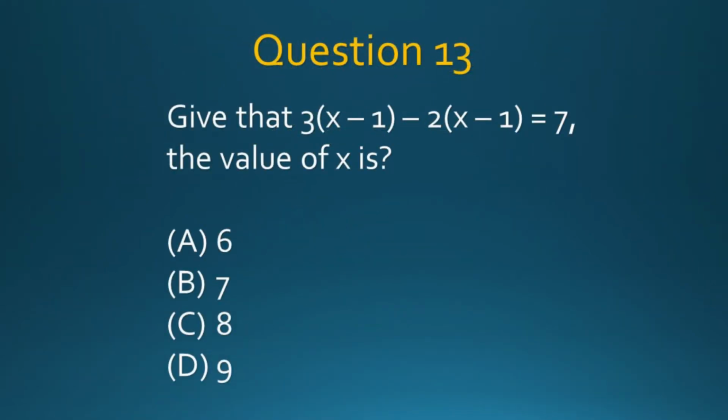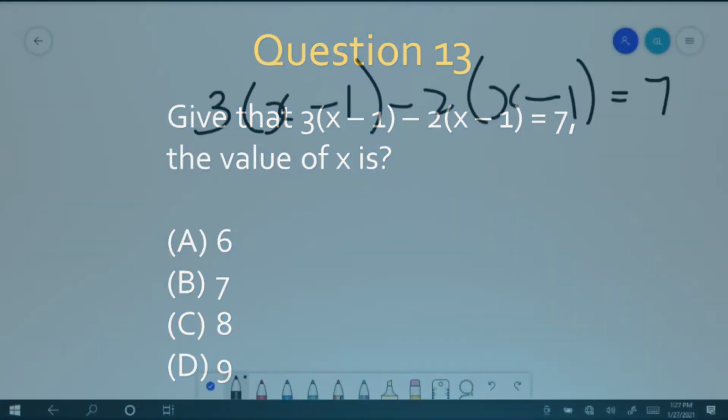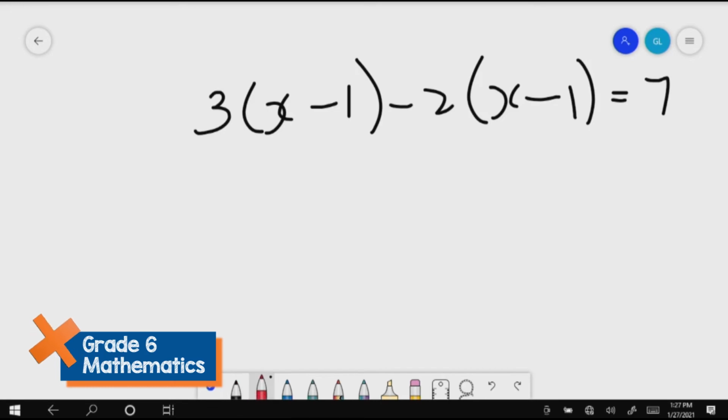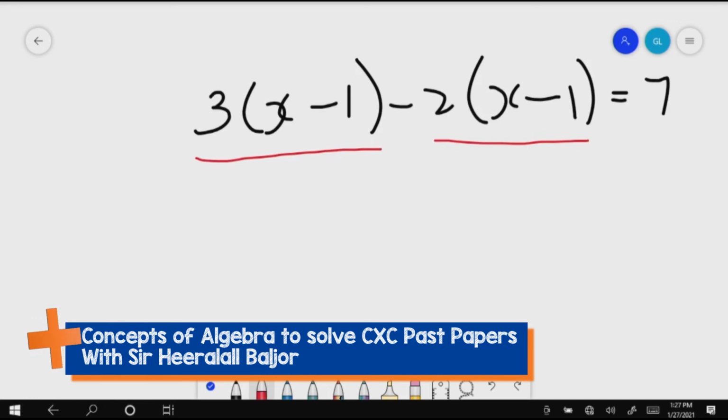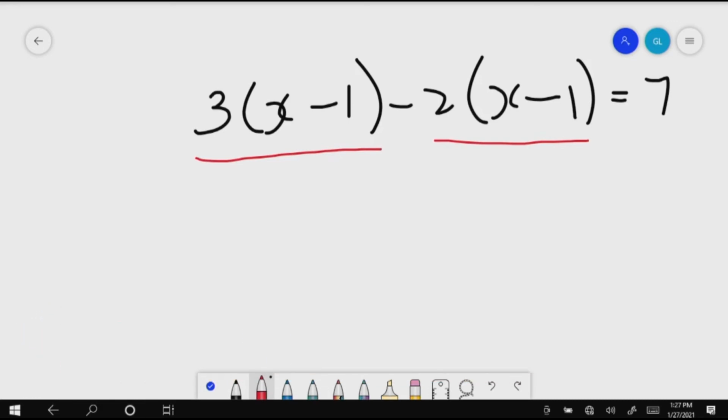Given that 3 of x minus 1 minus 2 of x minus 1 equals 7, we want the value of x. There are several methods as well. We could further simplify it. You would see that this bracket here is 3 of this and this is 2 of this. So we could separate it and say that 3x minus 2x gives x minus 1 equals 7, where x is equal to 7 plus 1, x equals 8.